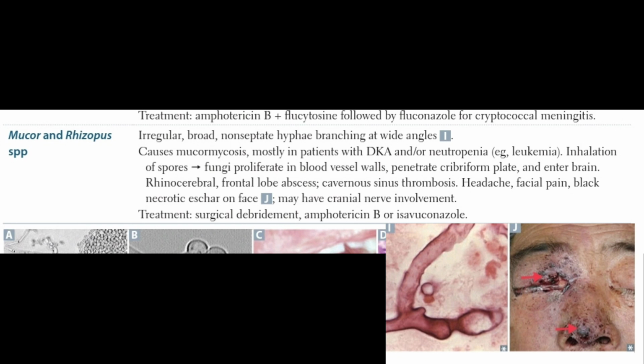The clinical features we find in this type of fungal infection are headache, facial pain, and black necrotic eschar on the face, and there could also be cranial nerve involvement. You can also see in this figure that black necrotic eschar is present on the face. The main treatment of this infection is surgical debridement and amphotericin B or isavuconazole.